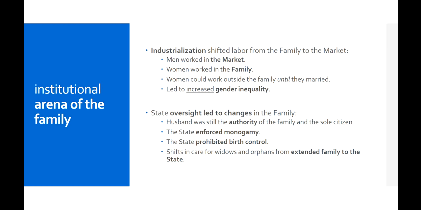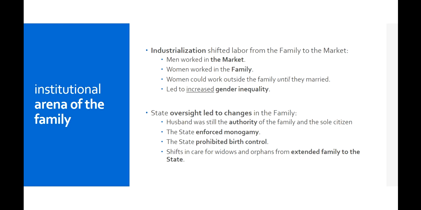Now, the reason we see a lot of this, and I've alluded to this before, is that within the institutional arena of the family, there are some major shifts happening. Prior to this point, the family is the primary institutional arena. Labor happens in the family. Intimate things happen in the family. Nurturing, growth, and education happen in the family.